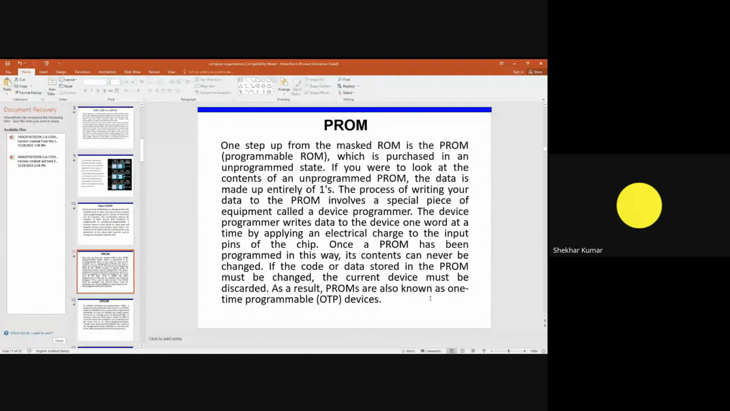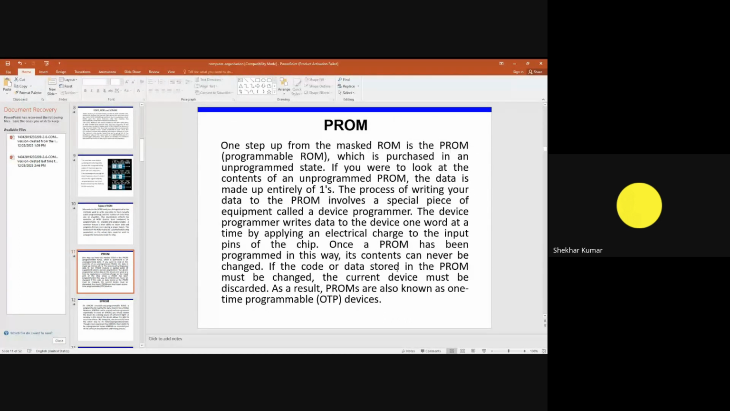Next comes your flash ROM. This type of read-only memory can be programmed or written in smaller units. That is called your sectors, your blocks. It is used for transferring data signals between computers and your digital signals.